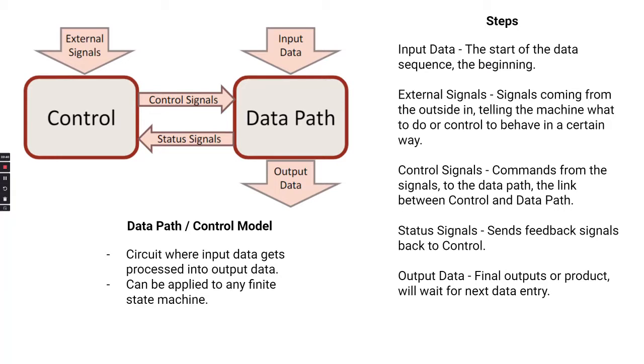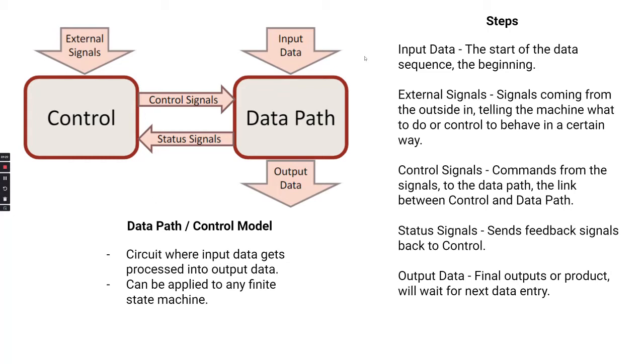First, I'd like to talk about our data path and control model. As you can see here, there are 5 arrows with 2 main bases, control and data path. A data path and control model is summed up as a circuit where the input data gets processed into the output data. This can be applied to any finite machine, but this example is not like our other examples from the past, since they had a pretty easy construction and view. These are a little bit more confusing types of circuits.